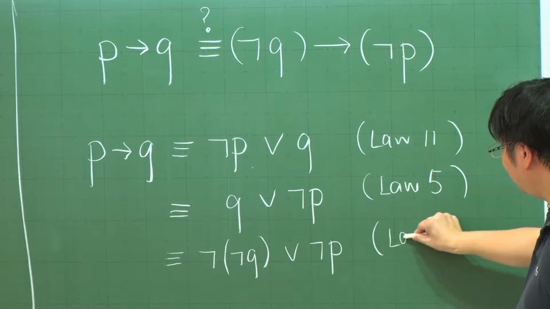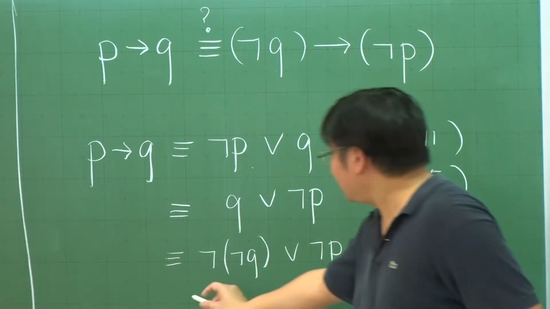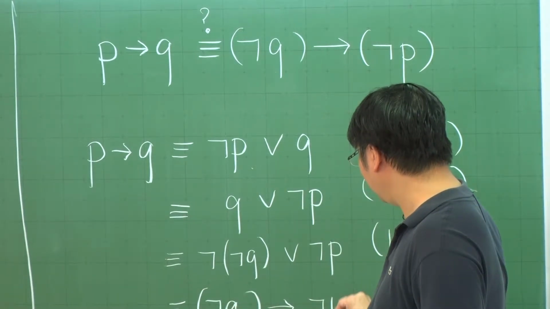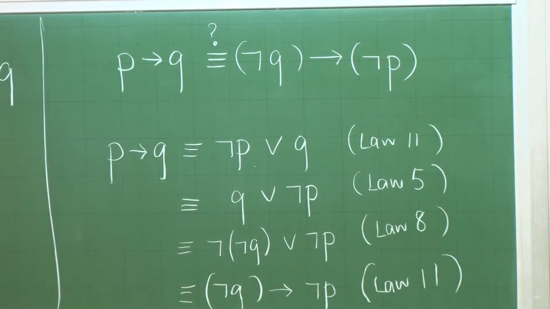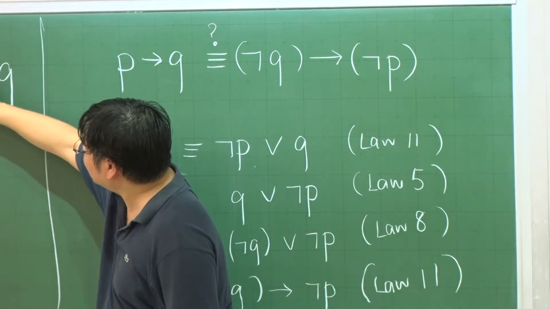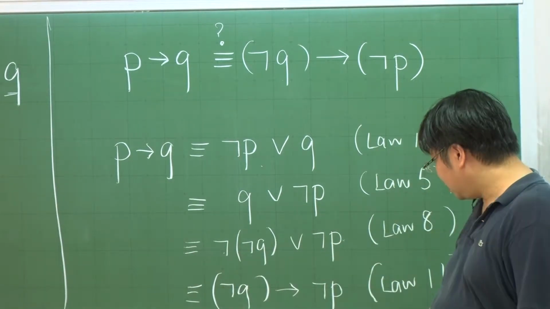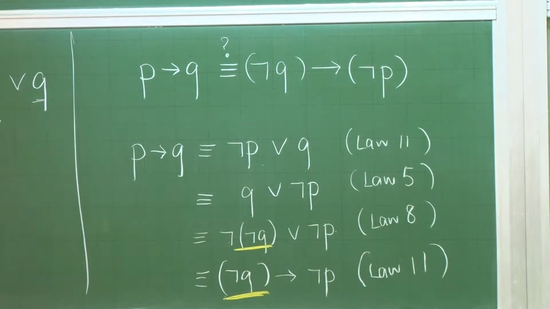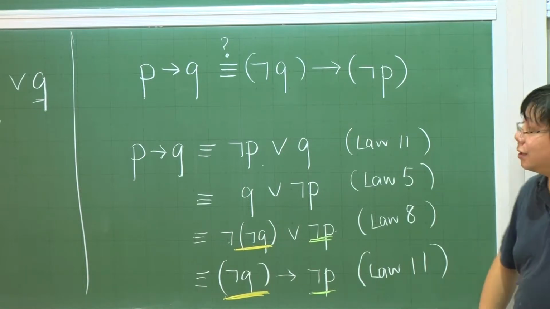Is that okay? And then immediately this is equal to not Q implies not P, and this is law 11 again. Law 11 says if you have not something or something, then it is this part implies this part. Here you have not something or something, so it is this part implies this part. Does that make sense? That's it.